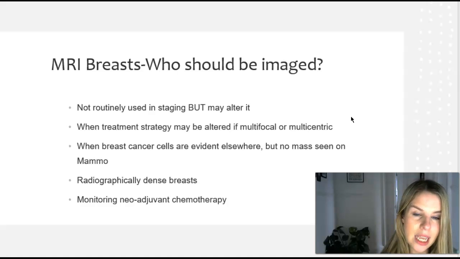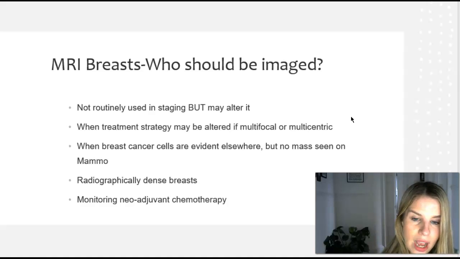So these are the type of patients that would have to be imaged in MRI, because MRI is the most sensitive method of detecting breast cancer, and that's why these patients would come and have an MRI scan. Other patients who would have an MRI would be those with dense breasts, so it tends to be younger women, because dense breasts are harder to image on mammography.